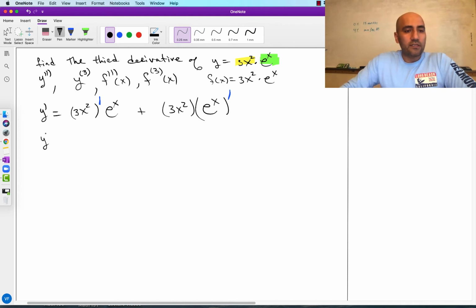Okay, so this is fairly easy. This is going to be equal to 6x to the first power times e to the x, plus, leave the first one alone, that'll be 3x squared, and the derivative of e to the x is just going to be e to the x.